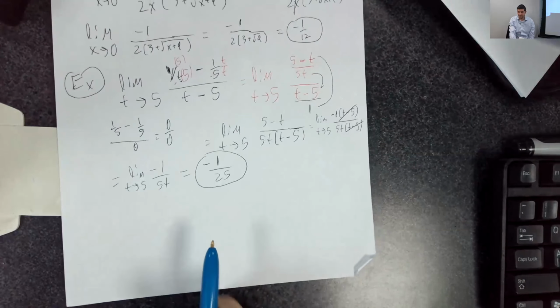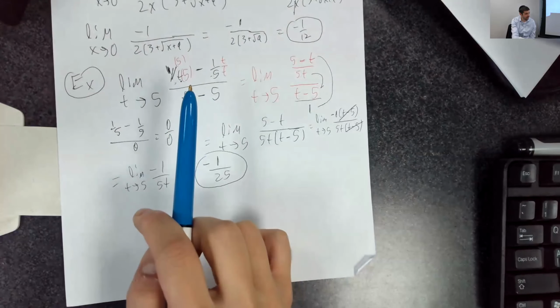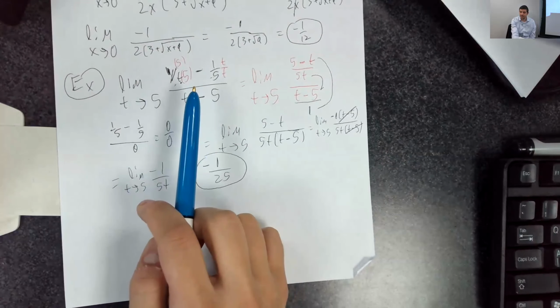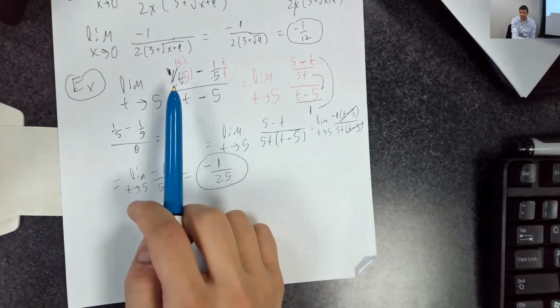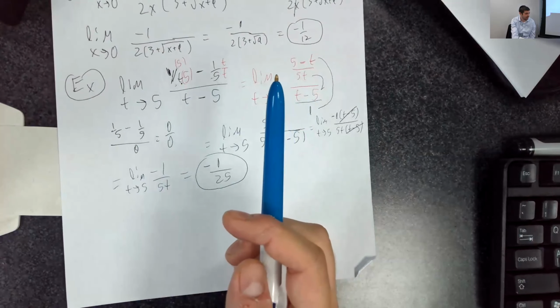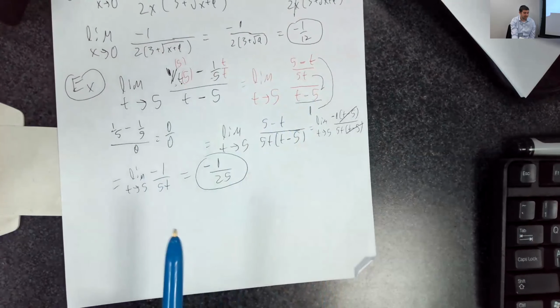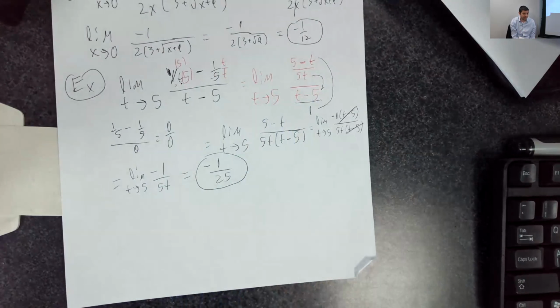Did you guys see the algebra trick for here? How do we simplify the algebra? We had a bunch of fractions. The way we did it is we just simplified the fractions to get one single fraction. That was the algebra.